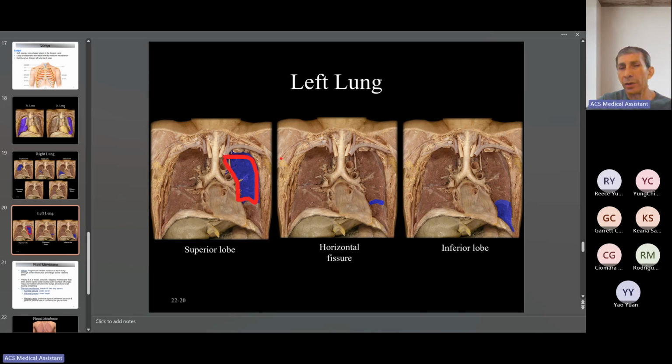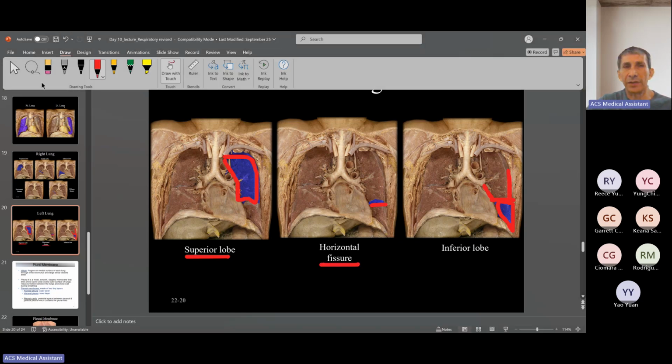The superior lobe. Then we have the inferior lobe. But this fissure or this membrane that separates the superior from the inferior is called the horizontal. We don't have the oblique because we have only 2. So that's exactly how this works. So it will be the horizontal because we have 2.